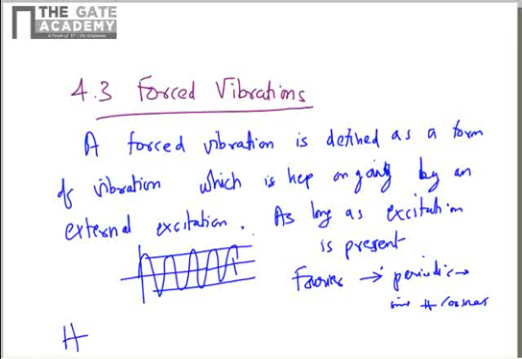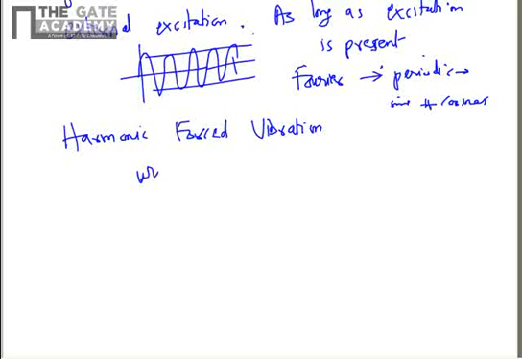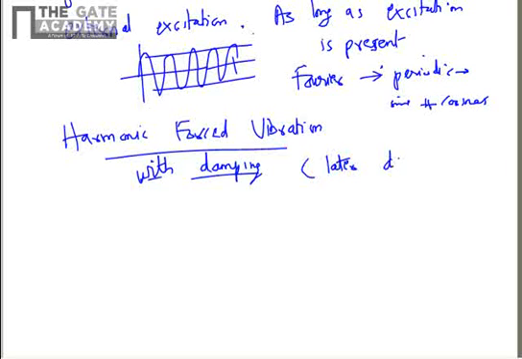So we will consider in the present case harmonic forced vibration. That is, the forcing function is a sinusoidal one with damping. With damping we consider first, and then later on we will extend the results to the undamped case. That will be considered towards the end of the section. In that case we simply set C equal to 0.